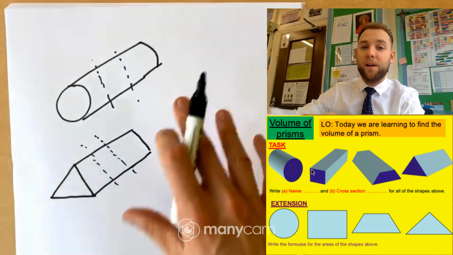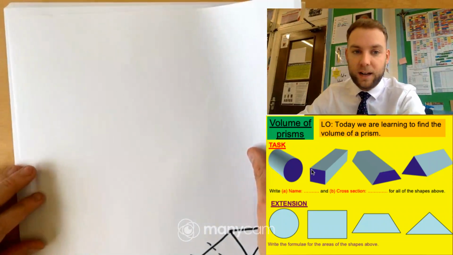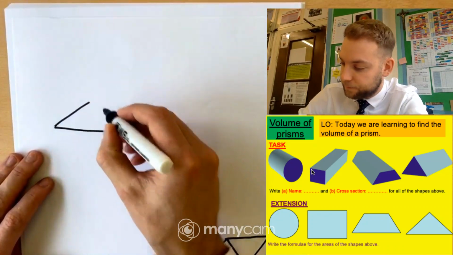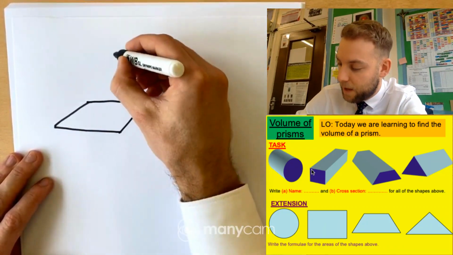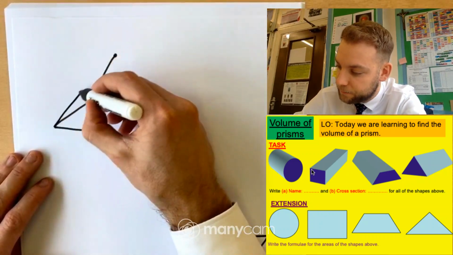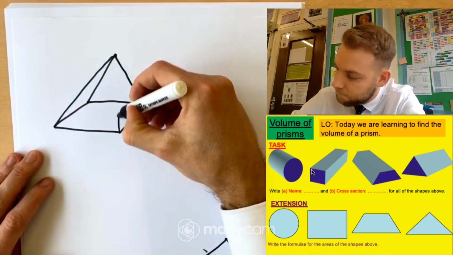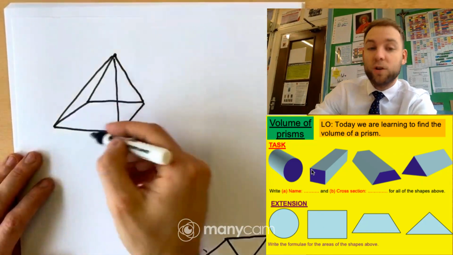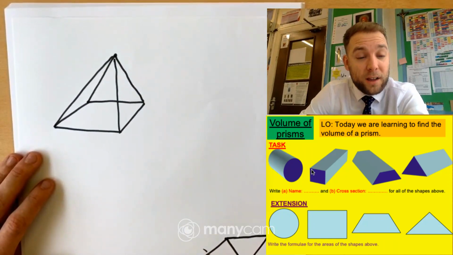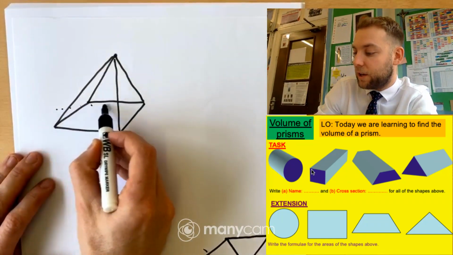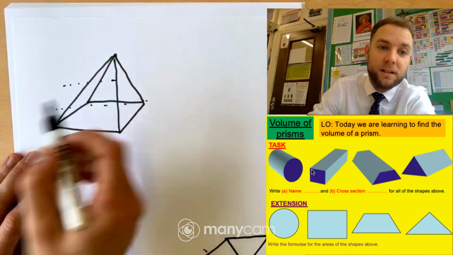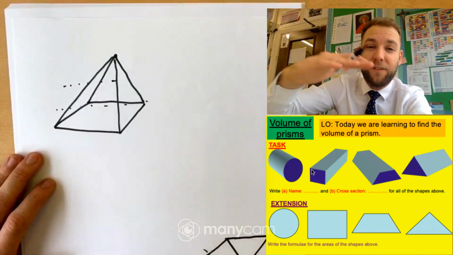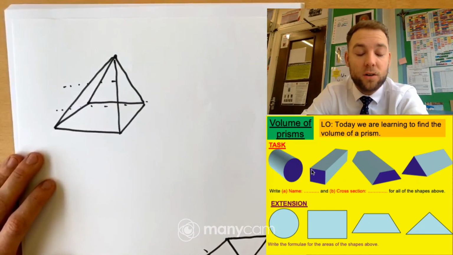Now, I just want to talk to you about things that aren't prisms, because this is really important as well. So, if you think about a pyramid like this. Here's a pyramid. You might think that because there's triangles on this it's like a triangular prism, but actually, what happens when I cut along here is that I get different size rectangles going up, and because of these different sizes, it means that it's not a prism.